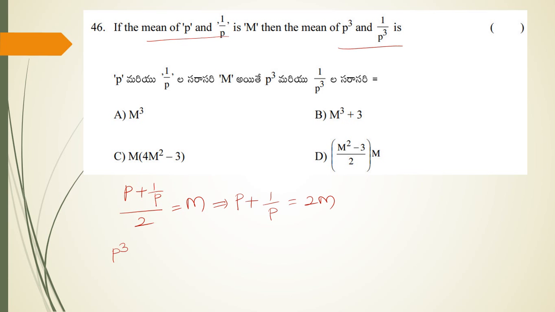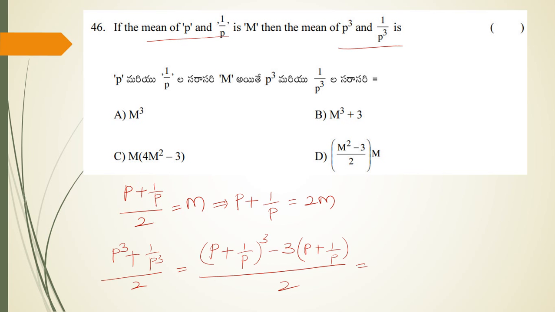So mean of p cube plus 1 by p cube means (p cube plus 1 by p cube) divided by 2. Now if you observe the numerator, it is an a cube plus b cube formula. So a cube plus b cube can be written as (a plus b) whole cube minus 3ab(a plus b). So 3ab means p into 1 by p will get cancelled, into (p plus 1 by p) whole divided by 2. Now when I replace the value of p plus 1 by p with 2m, what I am going to get is (2m) whole cube minus 3 into 2m, whole divided by 2.